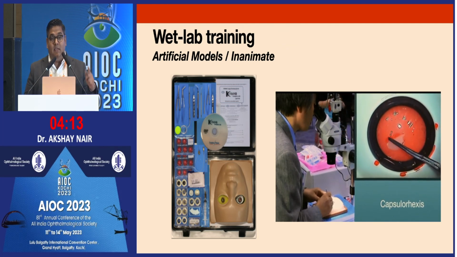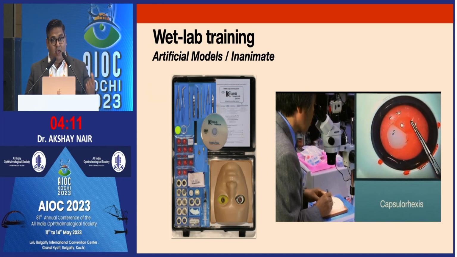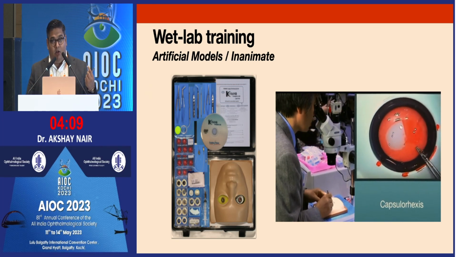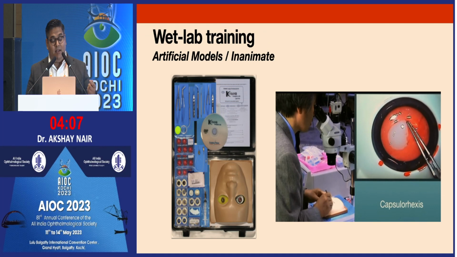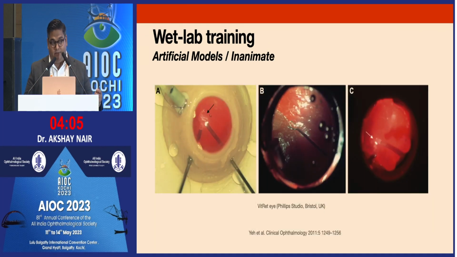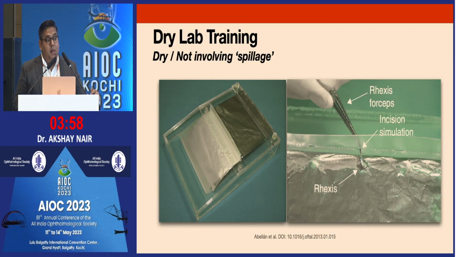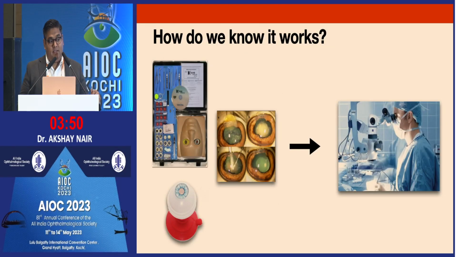But the thing is, each attempt utilizes an eye, and there is a lot of cost to each surgical attempt or practice attempt that you make. There are other things like this gel filled Phillips eye, which can be used for vitrectomy. People have even tried to use a thin, stretched out aluminum foil as a simulation device for capsulorhexis. But the point at the end of the day is, how do we know whether it works or not?